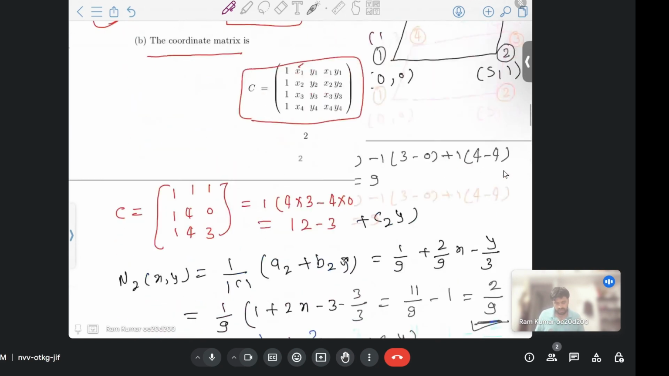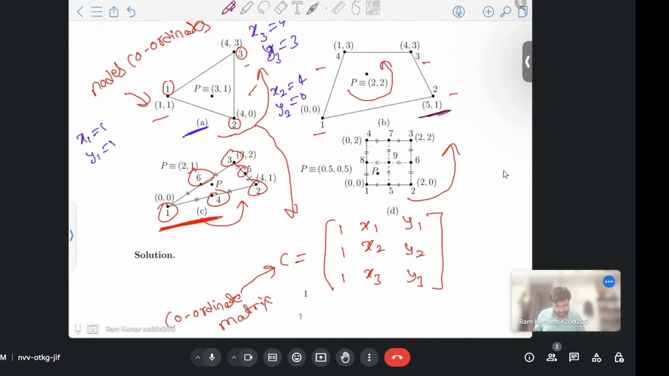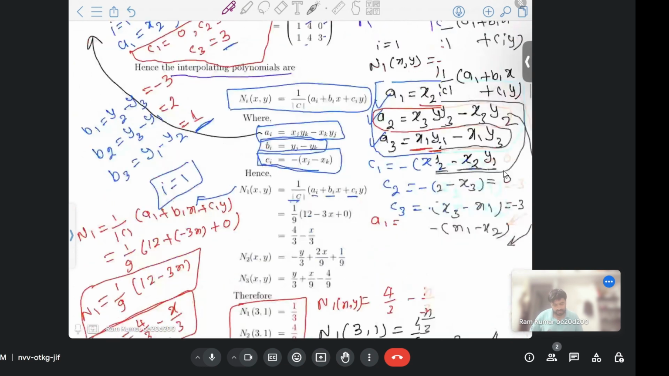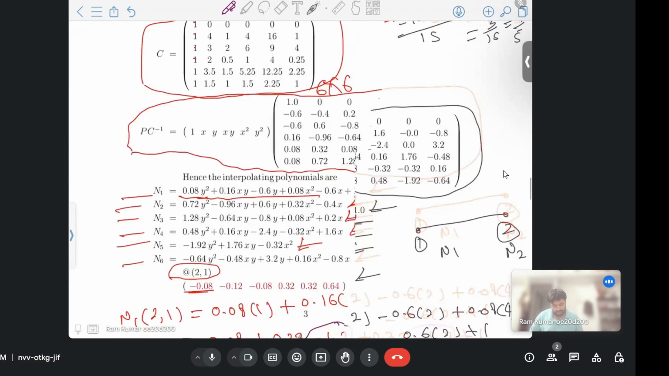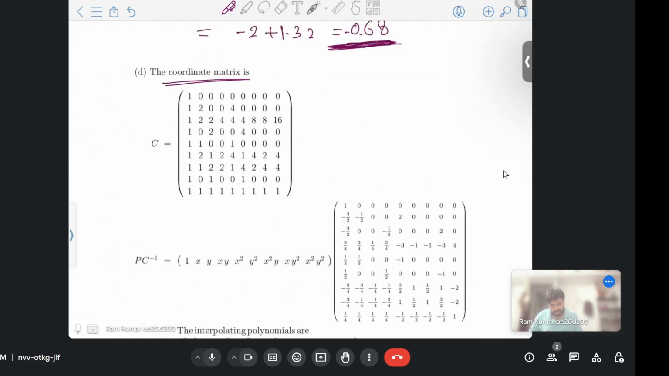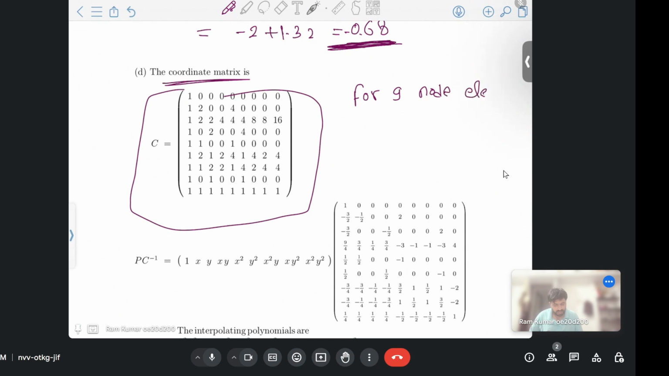Then we come to the last problem. We have to find the interpolating polynomial at 0.5, 0.5. This figure has a 9 node element, 1, 2, 3, 4, 5, 6, 7, 8, 9. Same as before, we are going to write this. This is our coordinate matrix for the 9 node element, and this will be our interpolating polynomial.